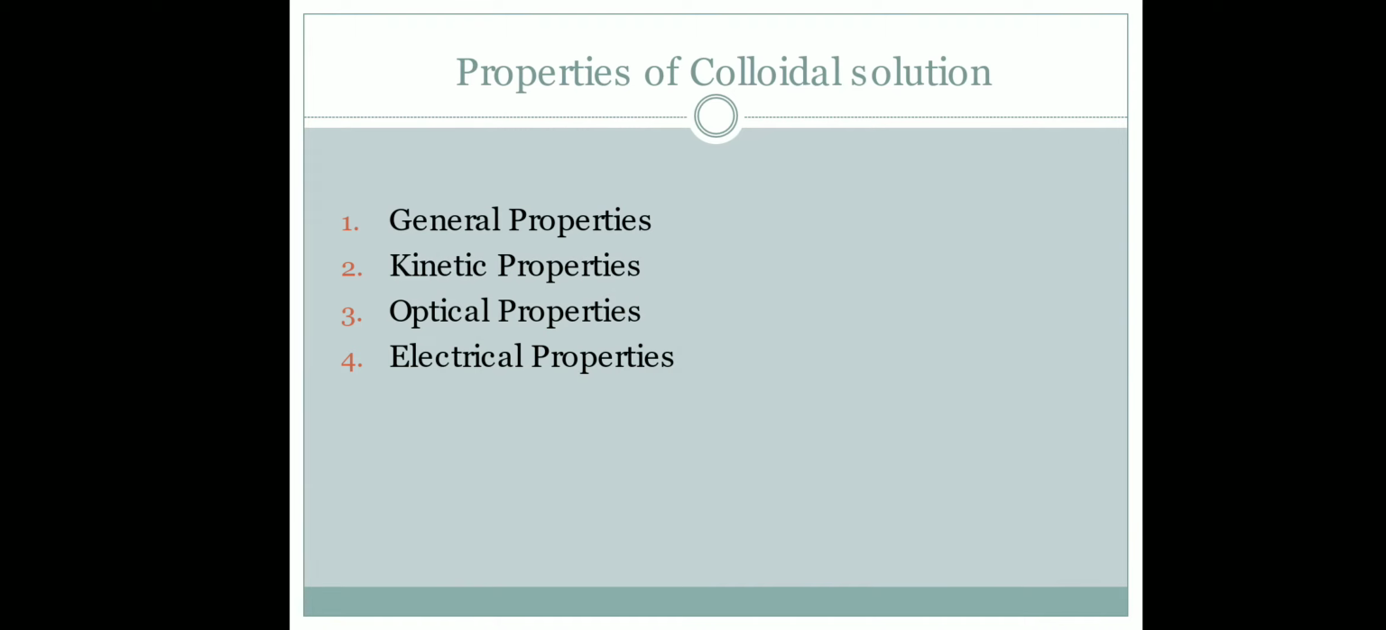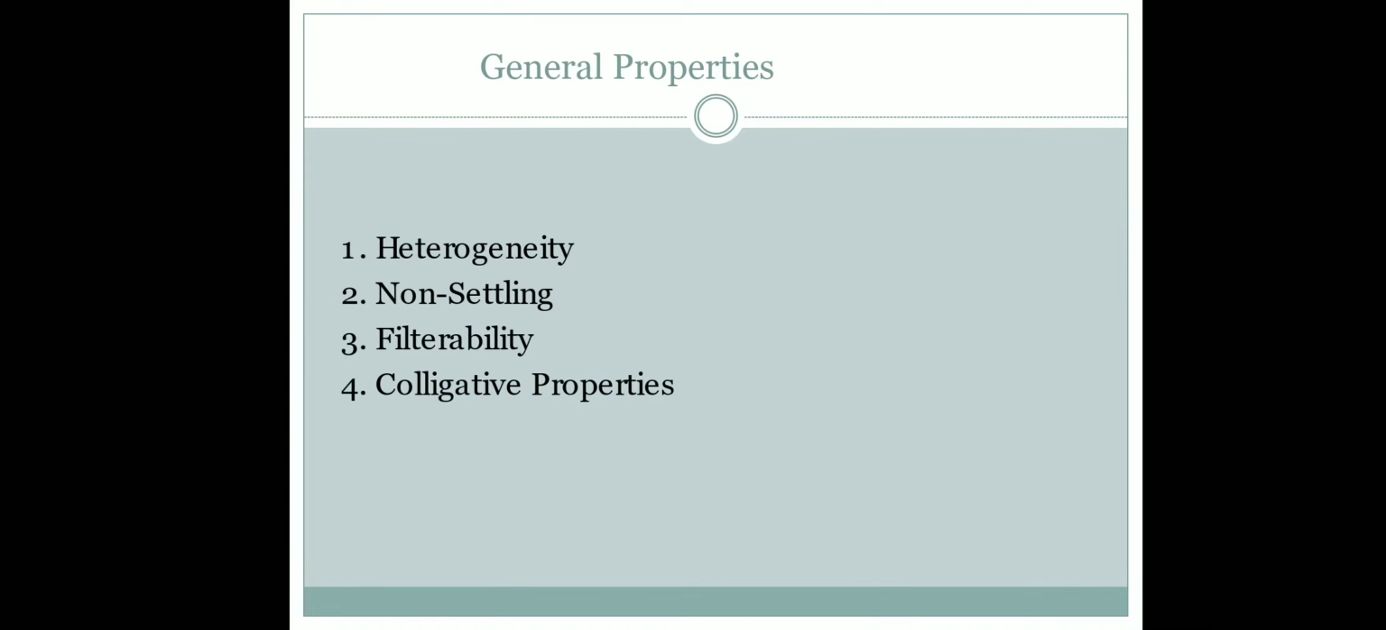Properties of colloidal solutions. There are mainly four types of properties for colloidal solution. First one is general properties, then kinetic properties, optical properties, and electrical properties. General properties of colloids. There are mainly four types of properties: heterogeneity, non-settling property, filterability, and colligative properties.